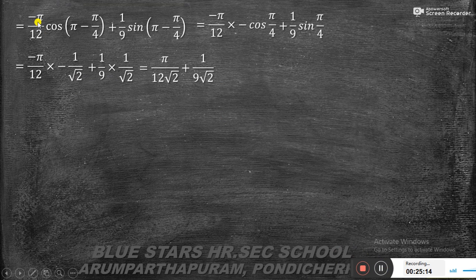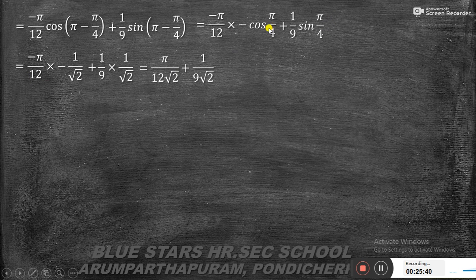So here you write it, that means minus pi by 12 into cos of 3 pi by 4, I write it as cos of pi minus pi by 4, plus 1 by 9 into sin of pi minus pi by 4. The next step: minus pi by 12 into cos of pi minus theta. Cos of pi minus theta is minus cos theta, so minus cos pi by 4 plus 1 by 9 into sin of pi minus pi by 4, which is sin pi by 4.